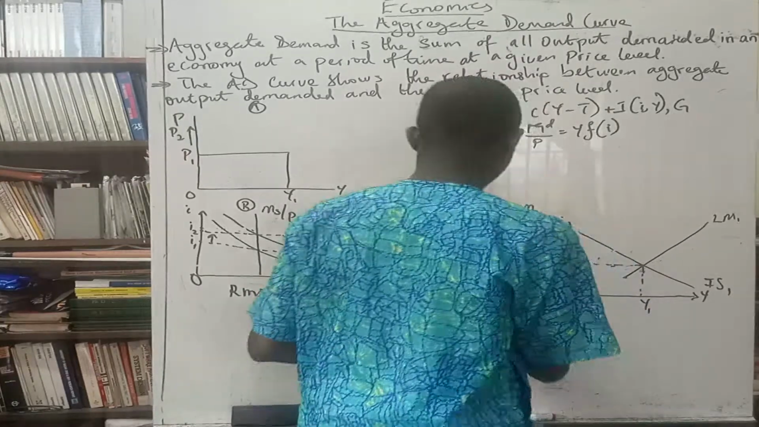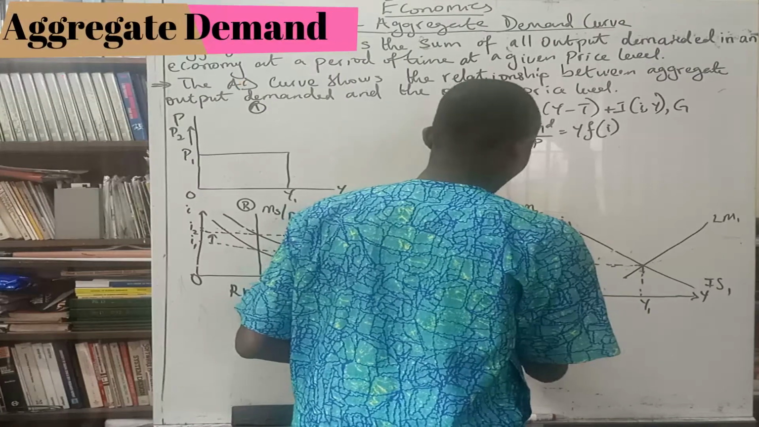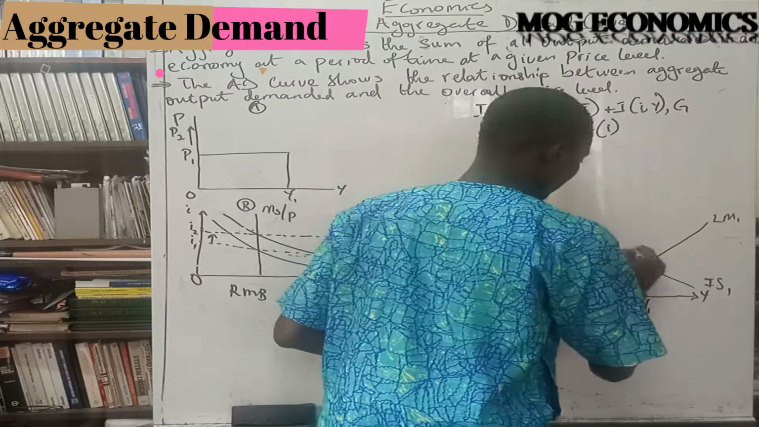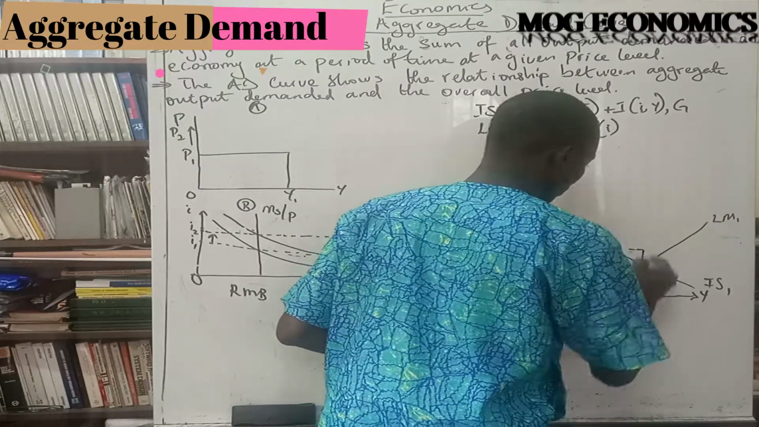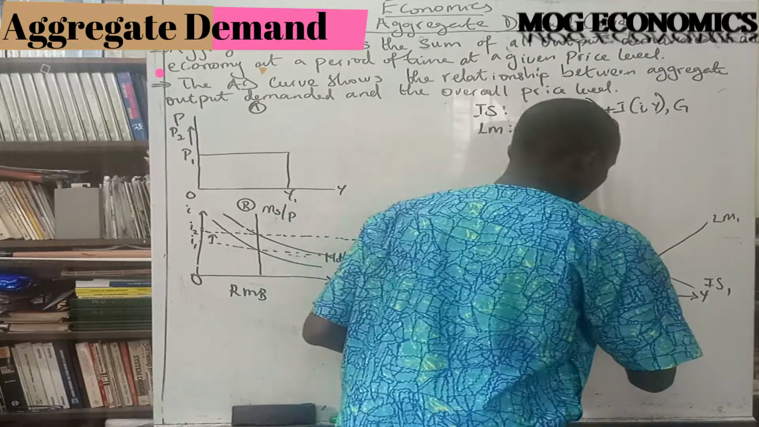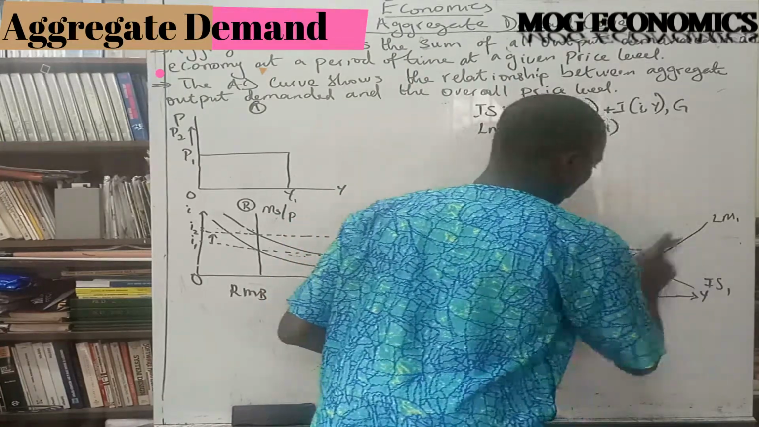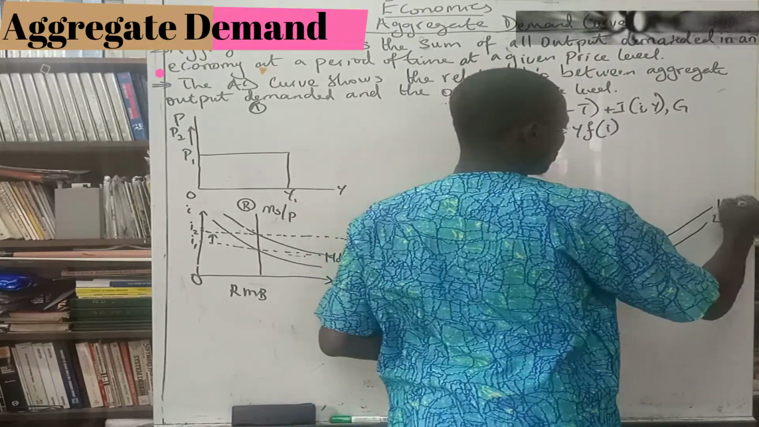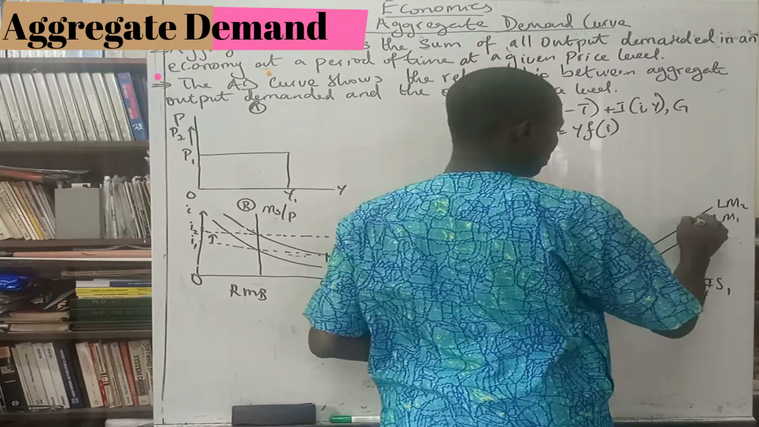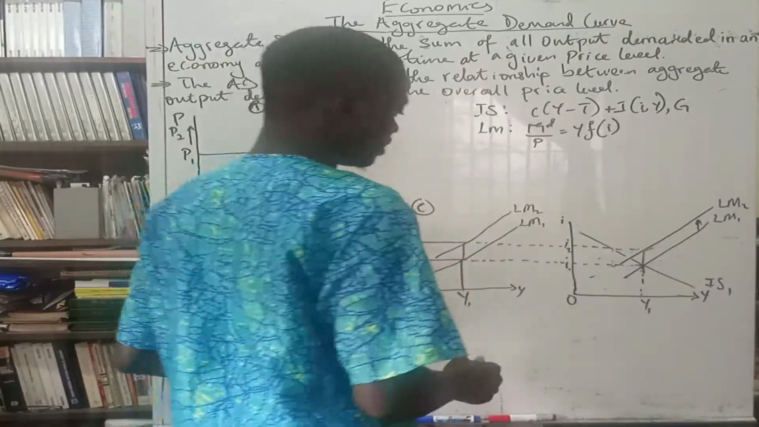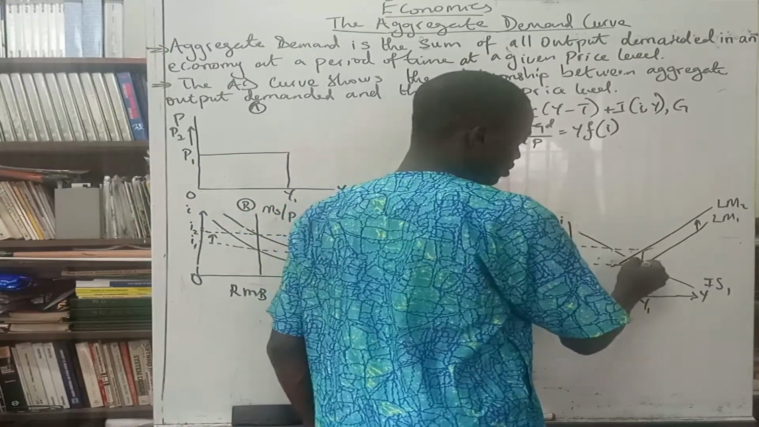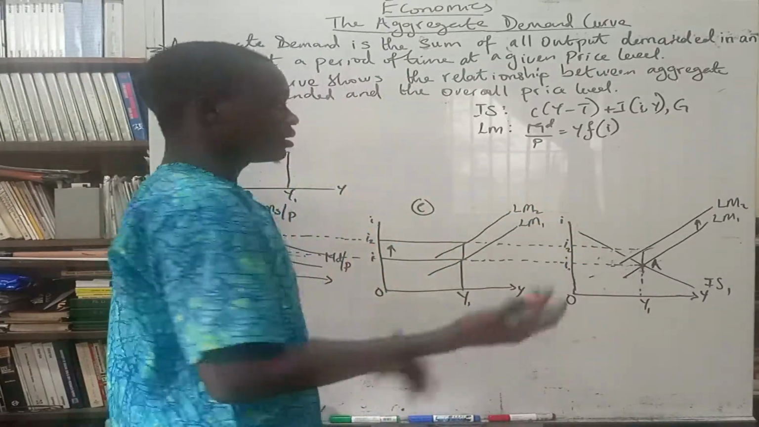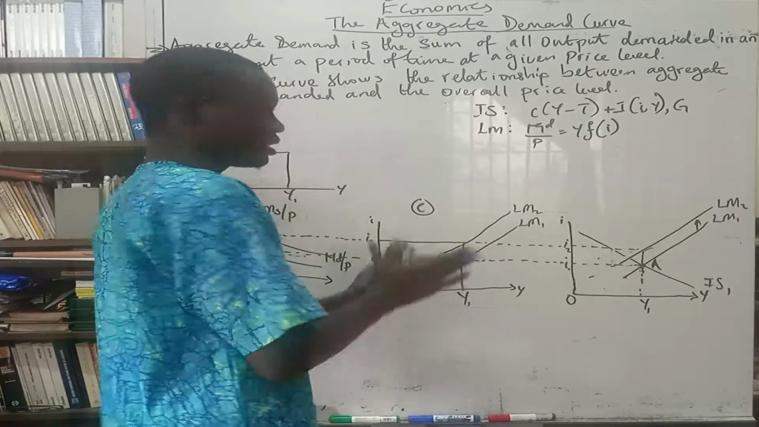So let me trace this here. So we have I2. You don't have to do all of this stuff this way, it's not necessary. So then we have LM2. So the LM curve is shifting upwards. Now if you come to think of it, this was the old equilibrium. The two markets had already stabilized there when there was no change at all.